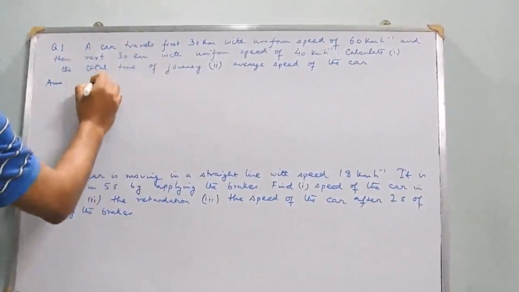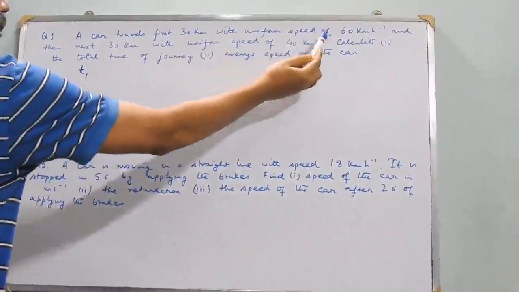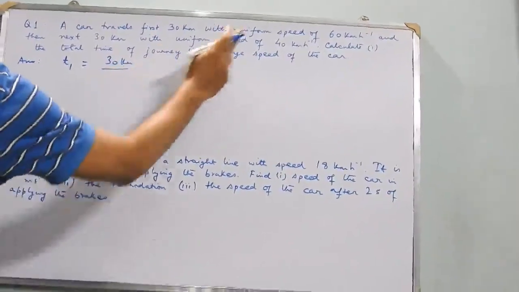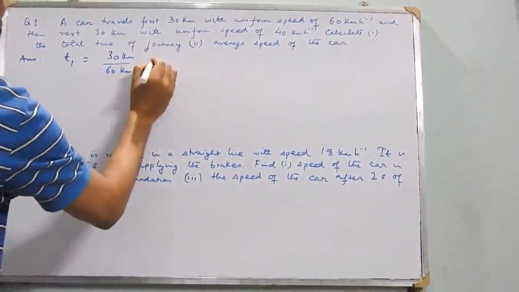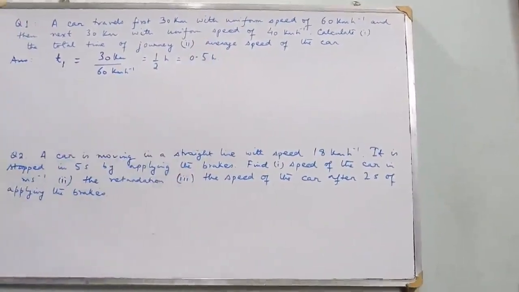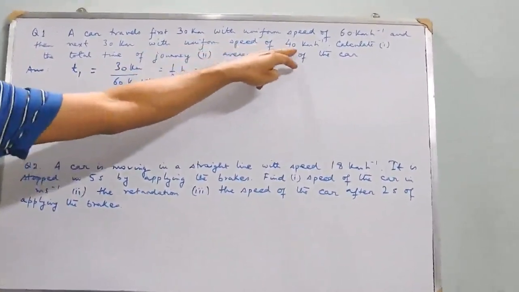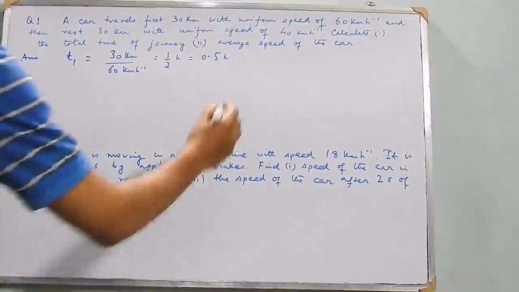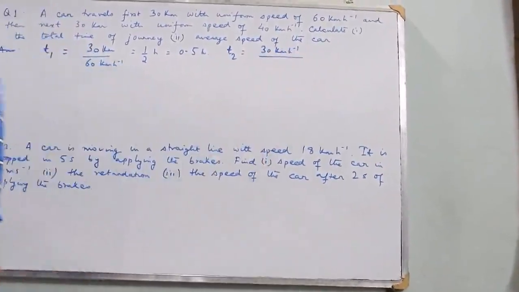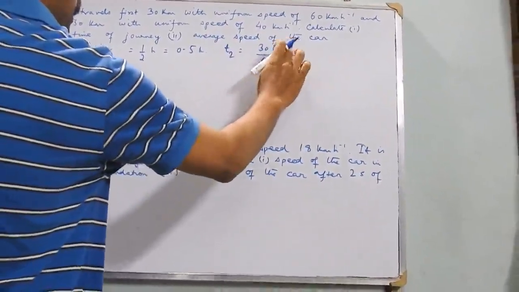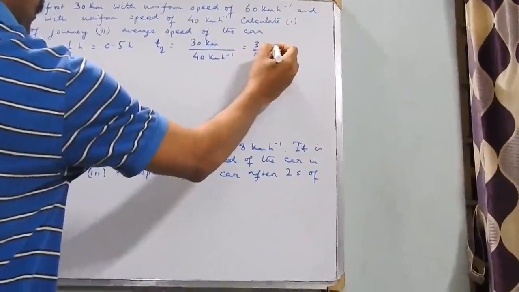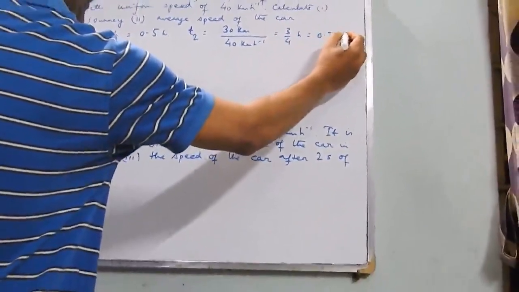So the first time instant, let me call it t1, 30 km traveled with uniform speed 60 km per hour. Time is distance by speed, so this is 30 km divided by 60 km per hour, which will become half of an hour, that is 0.5 hour. The next time interval is with respect to uniform speed of 40 km per hour and the same 30 km has been travelled. So the next time t2 is 30 km divided by 40 km per hour, which is 3 upon 4, 3/4 of an hour, which is 0.75 hour.